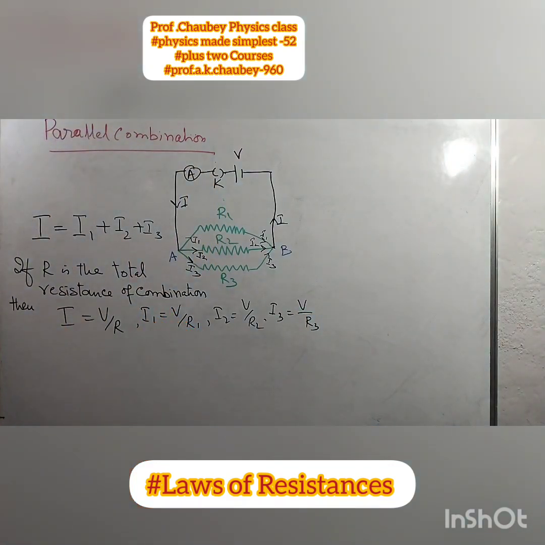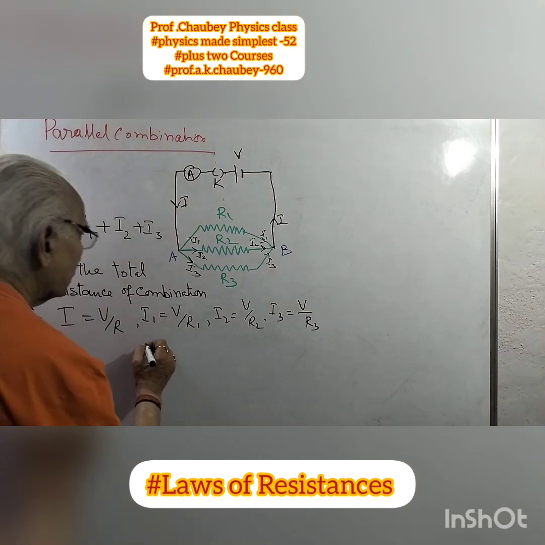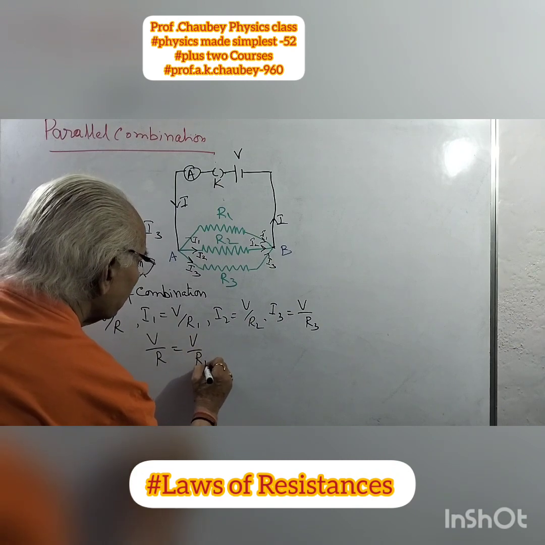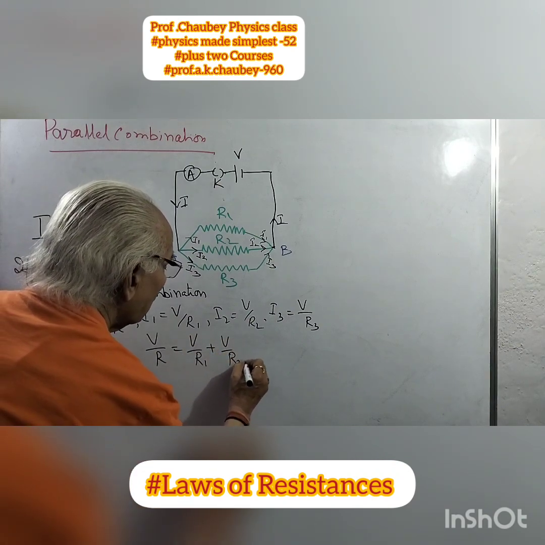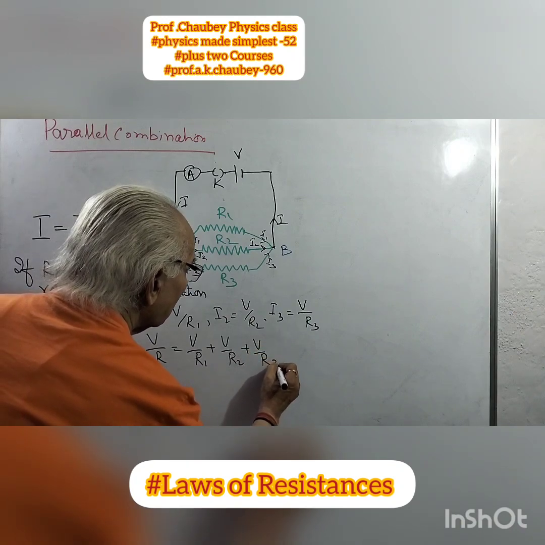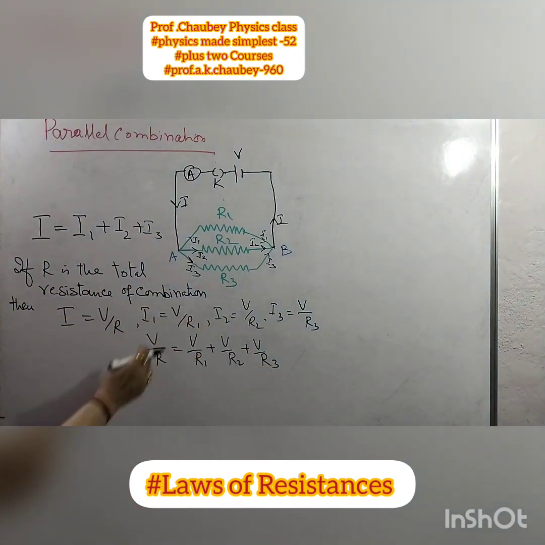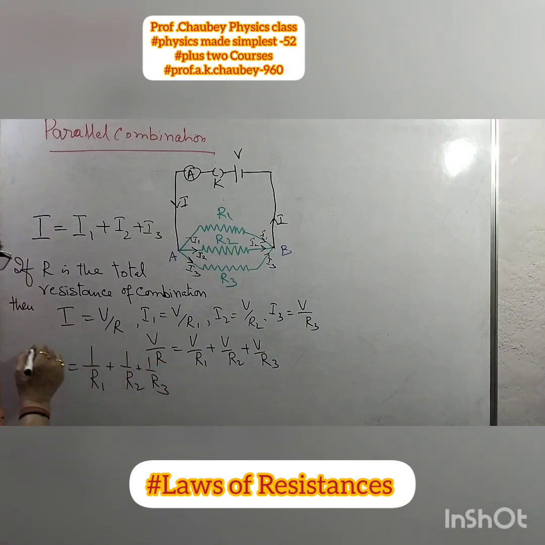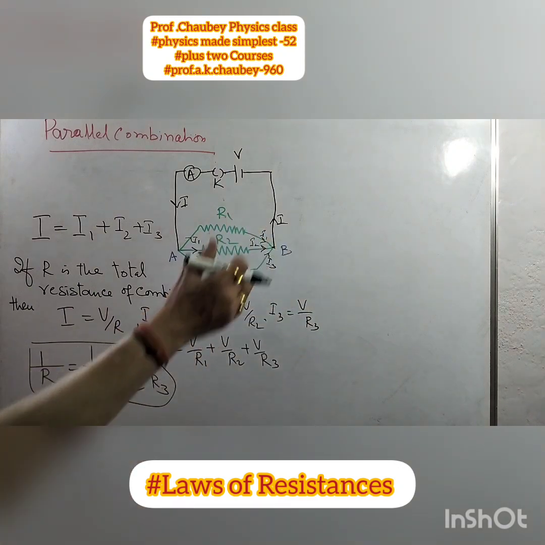So for these three currents, we use the current law: the total current is the same. So V over R is equal to V over R1 plus V over R2 plus V over R3. V is common throughout, so if you cancel the V, what is left is 1 over R is equal to 1 over R1 plus 1 over R2 plus 1 over R3. This becomes the law of parallel combination, that three resistances can combine like this. For more than three, you can write a similar equation.